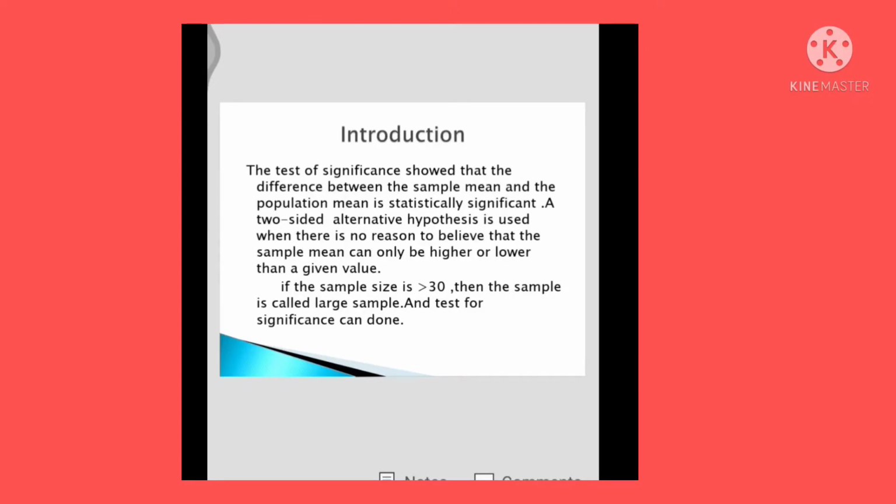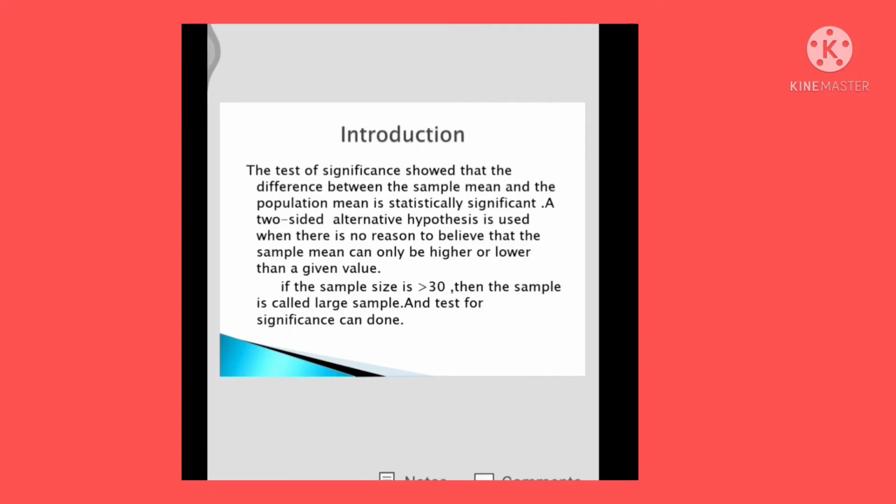The test of significance shows whether the difference between the sample mean and the population mean is statistically significant. A two-sided alternative hypothesis is used when there is no reason to believe that the sample mean can only be higher or lower than a given value. Let us understand this with an example.